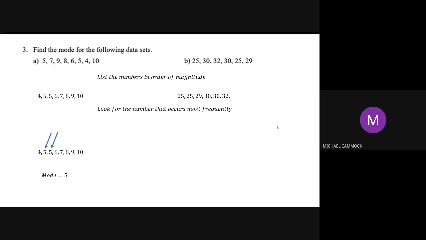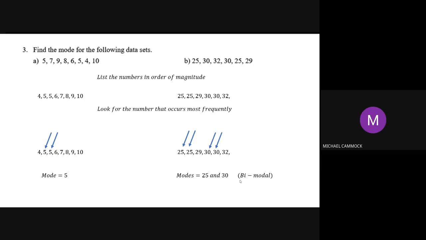Okay, well, this one looks a little different. Here are the list of numbers. The 25 occurs twice, but the 30 also occurs twice. So which one is the mode? Turns out you can have more than one mode. So in this case, there are two modes. 25 is one of the modes, and 30 is another mode. We call this situation bimodal, which means you have two modes.